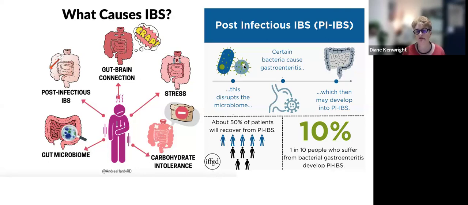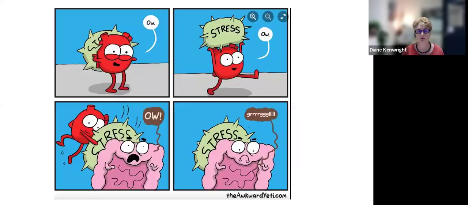So any kind of gastroenteritis will disrupt the microbiome, which can develop into post-infectious IBS. About 10% of people who have gastroenteritis will develop post-infectious IBS. They typically present with an episode of bacterial gastroenteritis that does not recover, often seen in travelers' diarrhea. Some people will recover from their post-infectious IBS, but it can be a persistent symptom in many people.